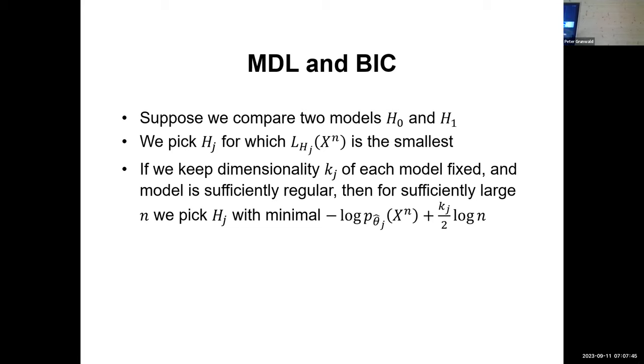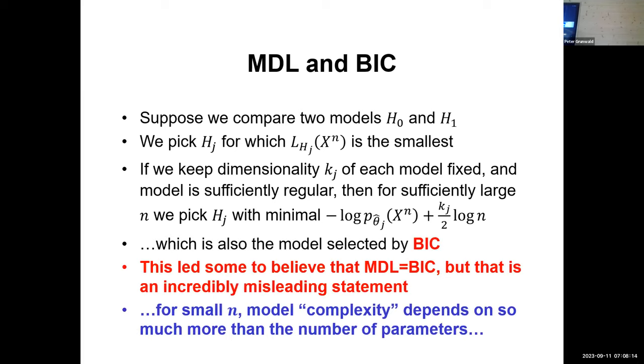Now, if you're going to use this, say you have two models, you pick the one which minimizes the two-part code length. If you have a lot of data, then you will pick the one which minimizes minus log probability according to maximum likelihood. Notice that the higher the likelihood, the smaller this is, but you have this complexity penalty. So this is the same thing that the Bayesian information criterion would do.